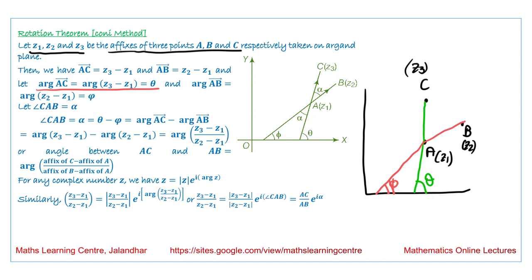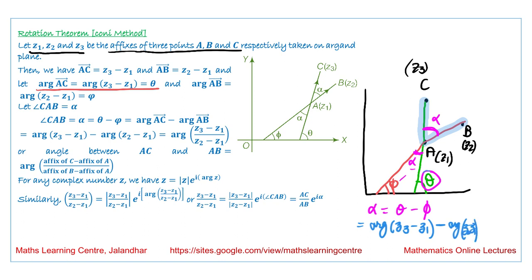Then, if the angle between these two lines AB and AC is alpha, then this angle is equal to alpha. This is the exterior angle corresponding to these two interior angles. So we obtain that alpha is equal to theta minus phi. Theta is the argument of z3 minus z1, and phi is the argument of z2 minus z1. Subtracting these values, we get the argument of z3 minus z1 over z2 minus z1.